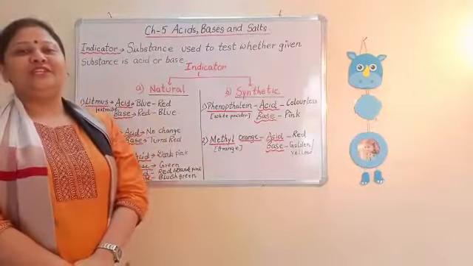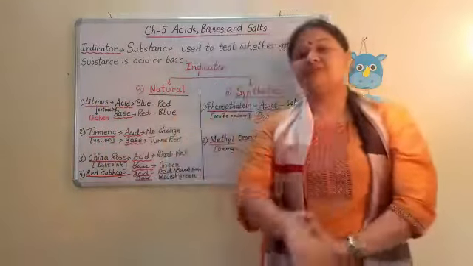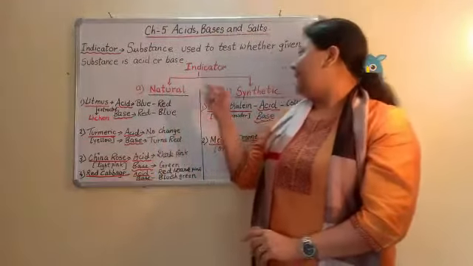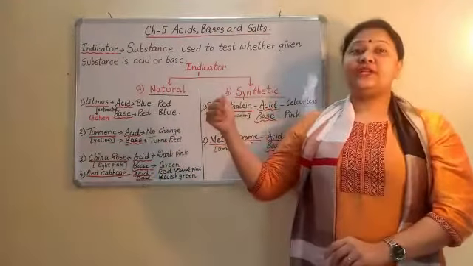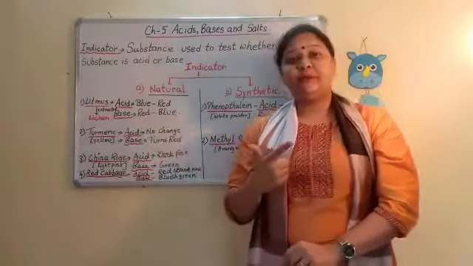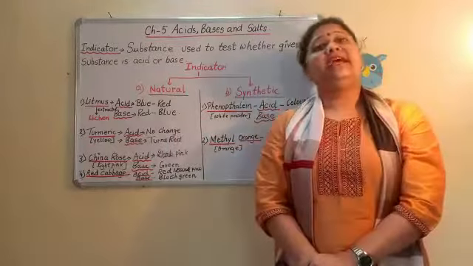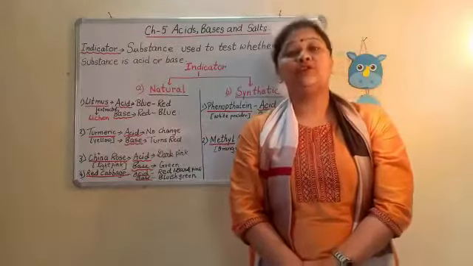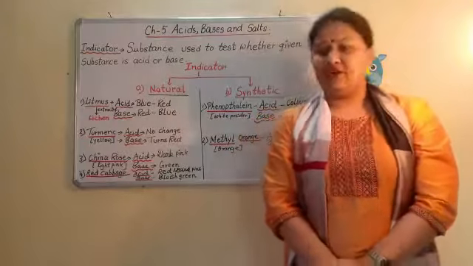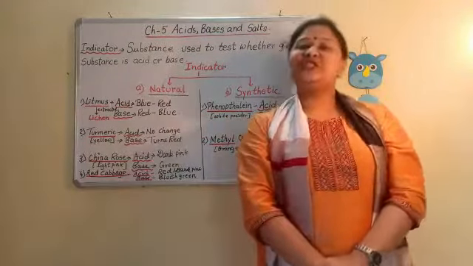Hope it is clear, my dear children, about indicators. Today we have studied two types of indicators, the natural and the synthetic. Under natural indicators, we have studied litmus paper, turmeric paper, China rose and red cabbage. And under synthetic indicators, we have studied phenolphthalein and methyl orange. In my next session, I am going to tell you about the neutralization reaction.